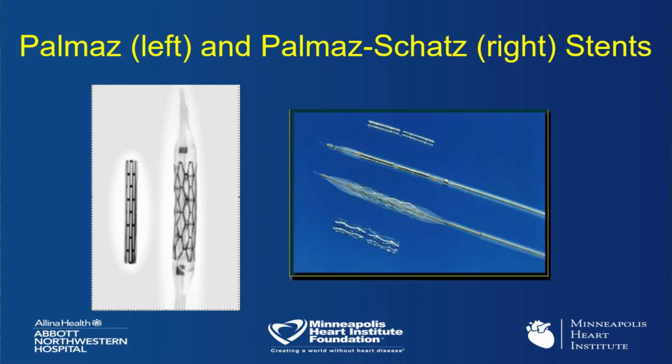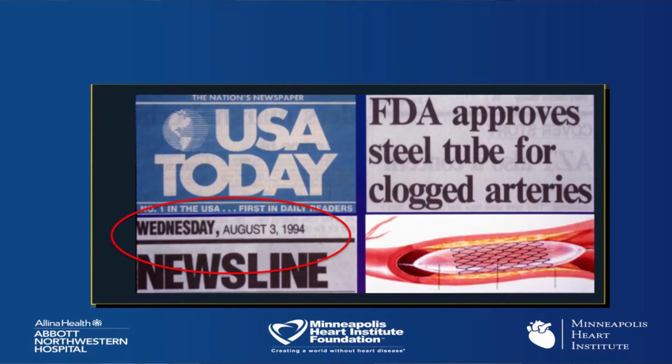How do you make that device, which is fairly rigid on the left side of the panel, so that we can deliver it to the very small, tiny arteries in the heart? What they did is they essentially created a connection between different parts of a stent so that the device is more flexible and can travel down those vessels. And then this was approved by the FDA in 1994. This is when the first stent became commercially available.